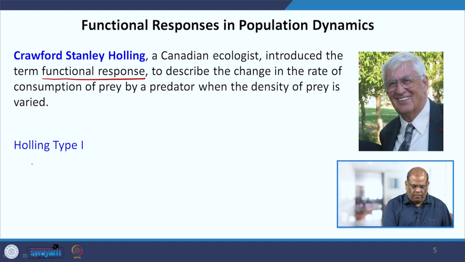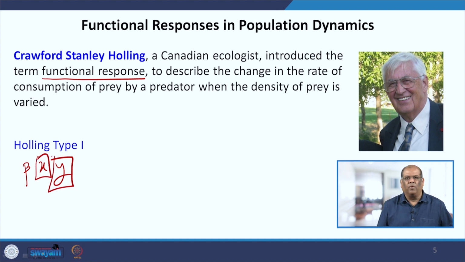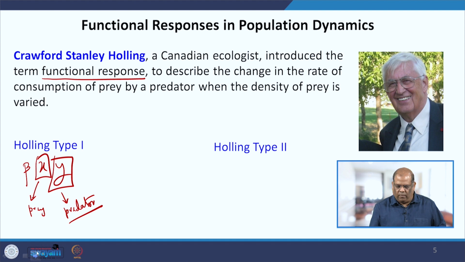So, if you have a prey and a predator and the interaction is happening at a rate say beta, this is a Holling type 1 function, where these two appear linearly as a product, say this is the prey and this is the predator. If we look into Holling type 2, the function will be of the form beta x by x plus k times y.